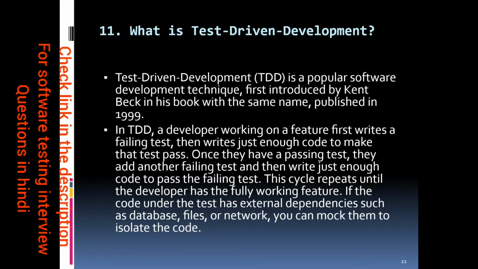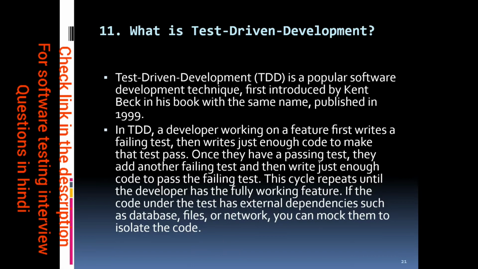Test driven development is TDD, and it is a popular software development technique first introduced by Kent Beck in his book with the same name, published in 1999. In TDD, a developer works on a feature, first writes a failing test, then writes just enough code to make the test pass. Once they have a passing test, they add another failing test and then write just enough code to pass the failing test. This cycle repeats until the developer has a fully working feature.